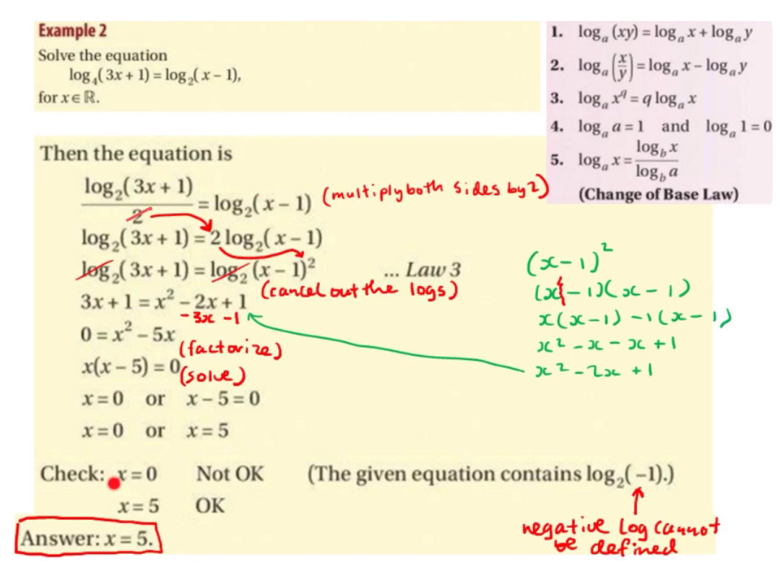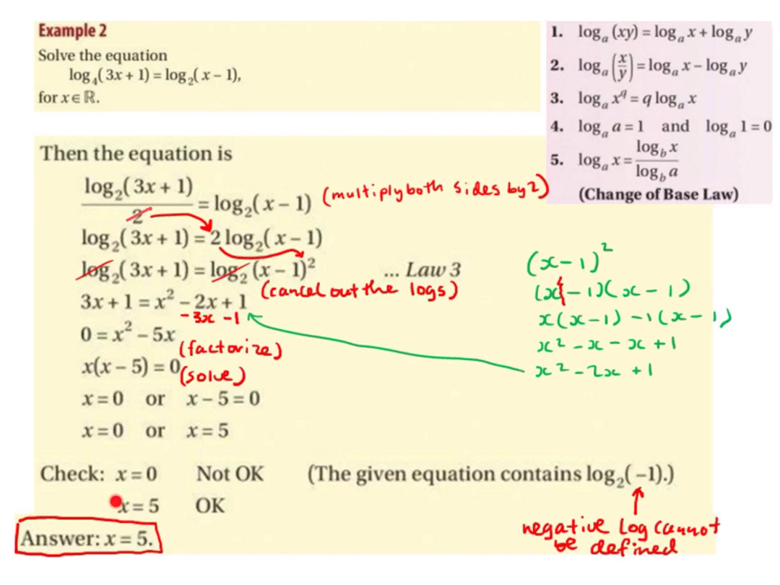So if I was to sub in x is equal to 0 into my log on the right hand side, I would end up with log base 2 of 0 minus 1, which would give me log base 2 of minus 1. So that's not going to work because we cannot have a negative inside our brackets, because a negative log cannot be defined. So 0 is not going to work. I'm not even going to bother subbing it into the left-hand side of my equation, because if it doesn't work in one of the logs, it's just not going to work.